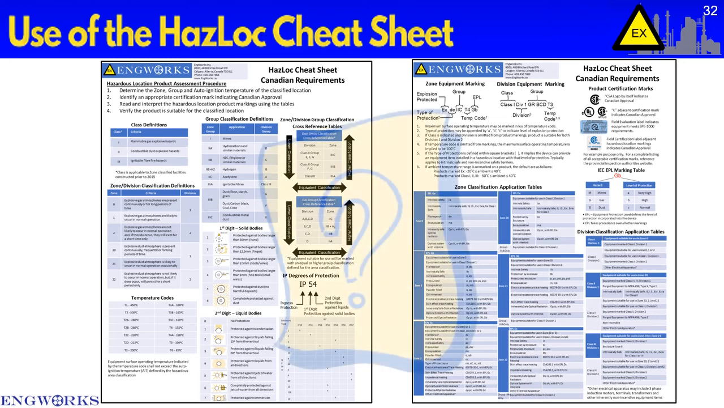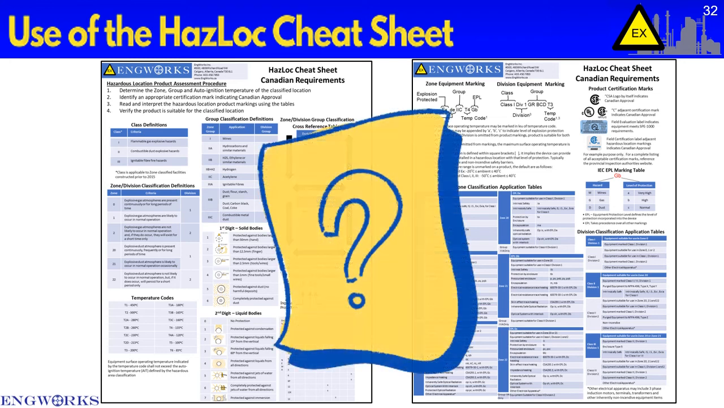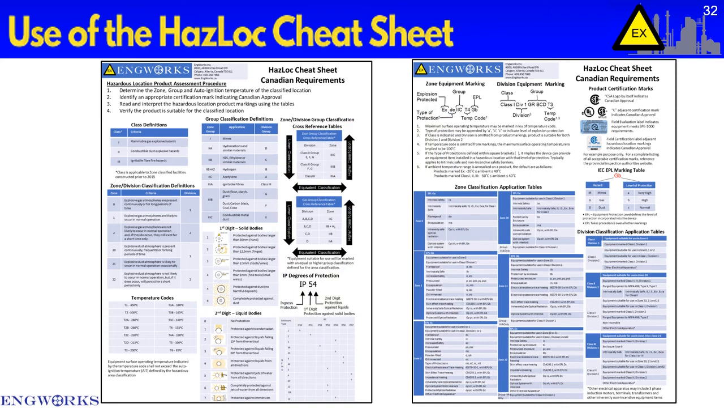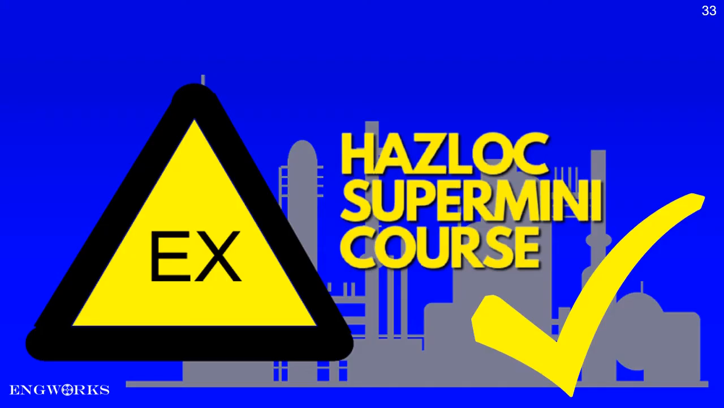To make things easier, we've incorporated all the information you need to make a product assessment in our Hazloc cheat sheet. It breaks down the markings on zone and division certified equipment and provides some useful information for cross-referencing group classifications and interpreting temperature codes. There is a lot of information on our Hazloc cheat sheet. We can't cover it all in our Supermini course. We do so in detail in our online Hazardous Locations Fundamental course.